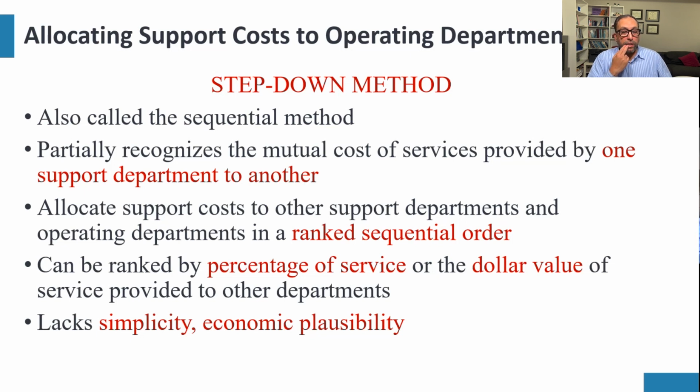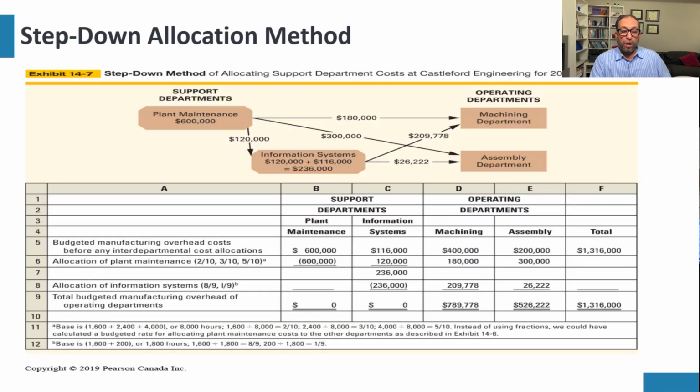It is also called the sequential method, and it partially recognizes the natural mutual cost of services provided by one support department to another. It allocates support cost to other support departments and operating departments in a ranked sequential order, which can be ranked by percentage of services or the dollar value of the services provided to other departments. It lacks simplicity, but why is it economically plausible? Because the distribution is more fair as compared to the other ones.